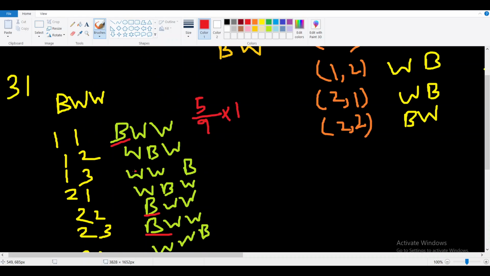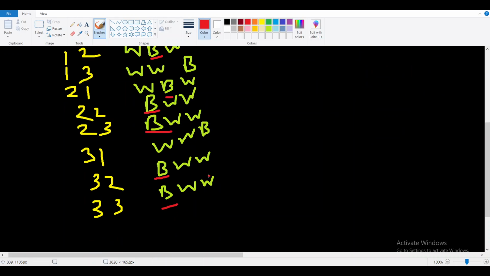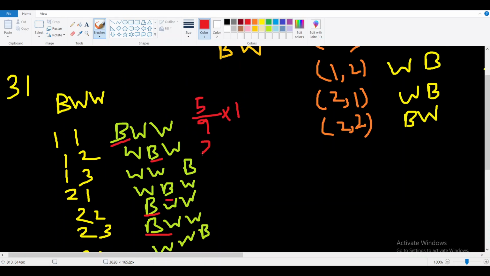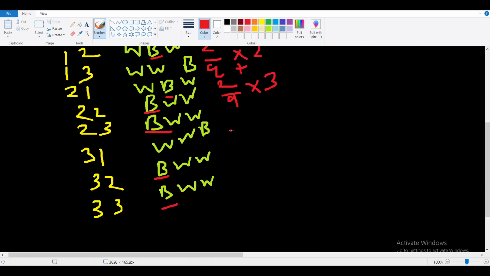And among the others, there are two possibilities where the ball is at the second position, so 2 by 9 into 2. And among the other positions, sorry, the third position, the ball can be there with probability 2 by 9, so 2 by 9 into 3. So the total expected value is nothing but this: 5 by 9 into 1, plus 2 by 9 into 2, plus 2 by 9 into 3.